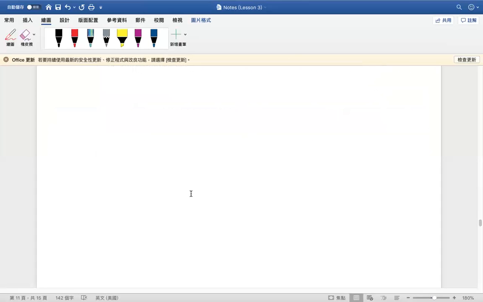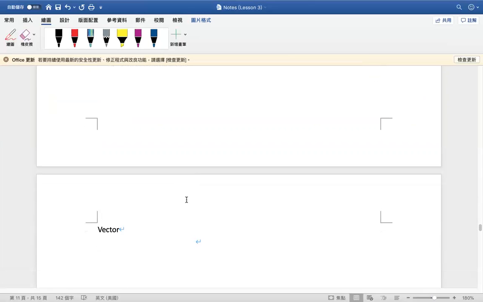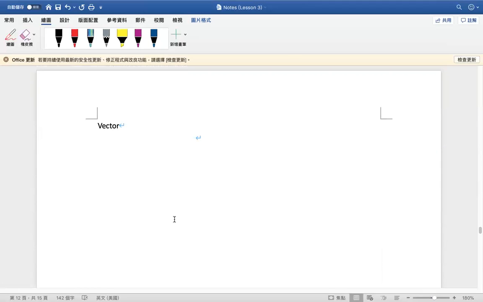Any more questions about this chapter? Up to here we finished the second chapter of the book, I think it's the Pearson's book. And next time we will go to chapter 3, vectors.